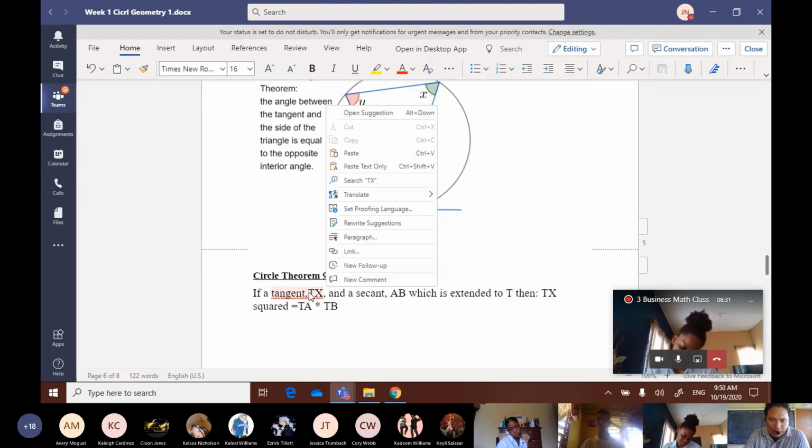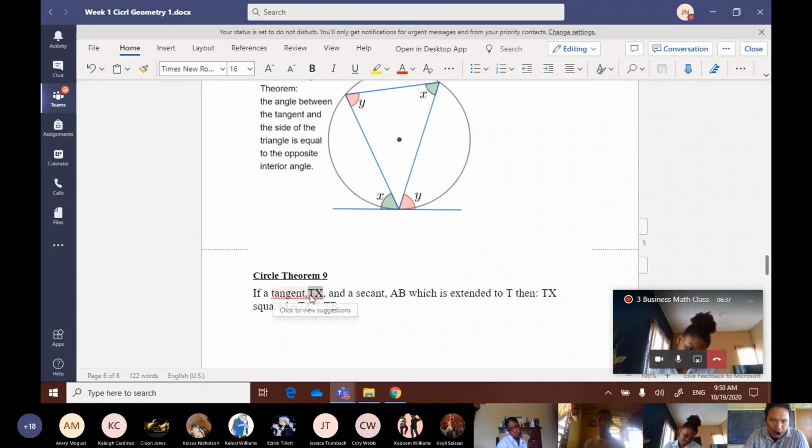Okay, and I will put it on the board in just a bit. All right, so I've written that out. If a tangent TX and a secant AB, which is extended to T, then TX squared is equal to TA times TB. You have that?